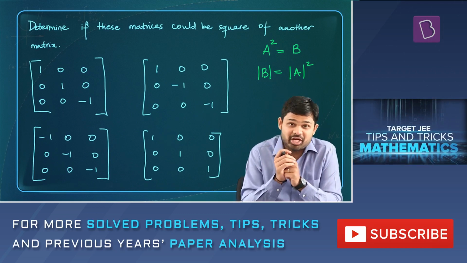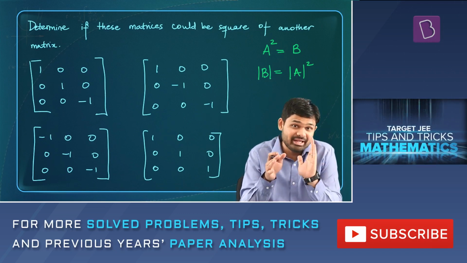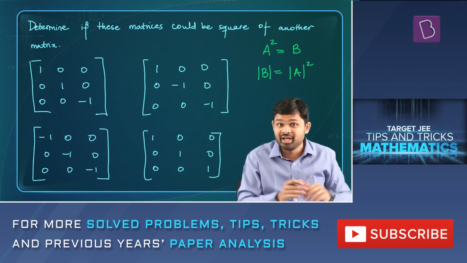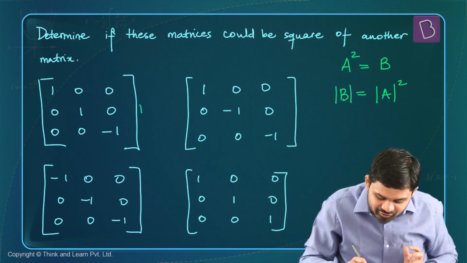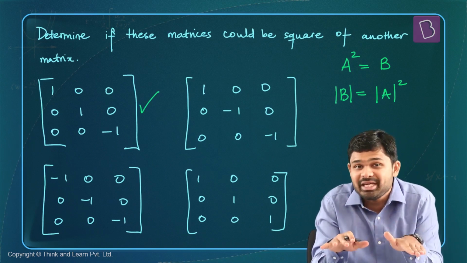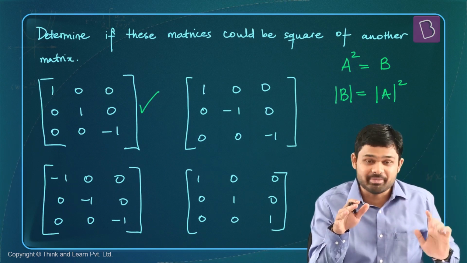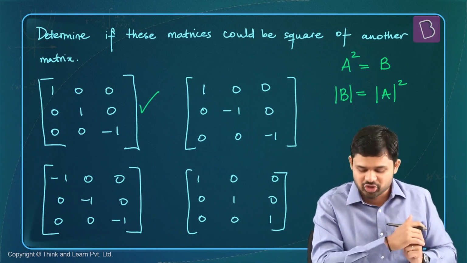Well, the first matrix, it's a diagonal matrix. The diagonal elements are 1, 1 and -1. The determinant of that matrix is -1. So clearly the first matrix cannot be the square of any other matrix. So that is one of the correct answers to this question.